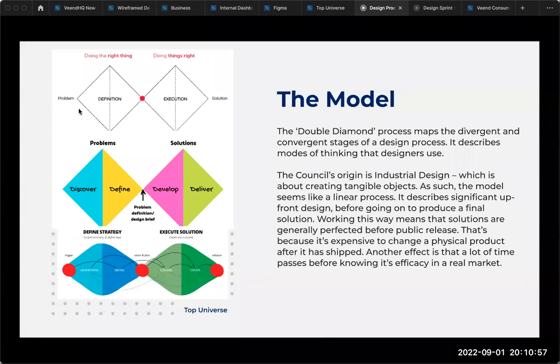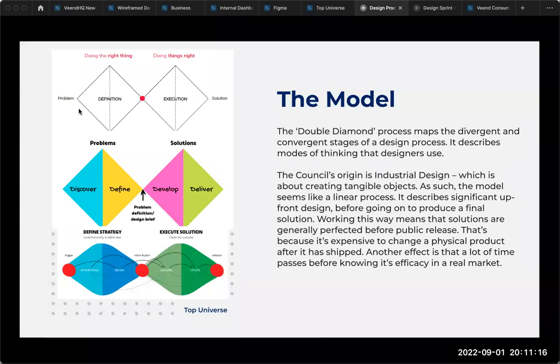So the development process maps the divergent and the convergent stages of a design process. It describes modes of thinking that designers use. At the beginning, the designer first discovers. You are handed a project to do, and the first thing you have to do is to discover: what are the things I need to know about this project?